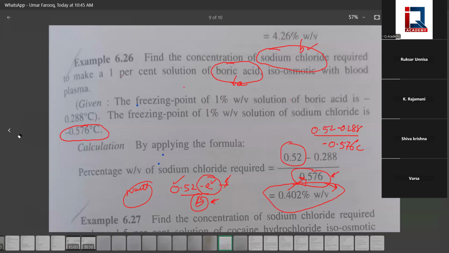Sir, how should we know which value is A and which value is B, sir?